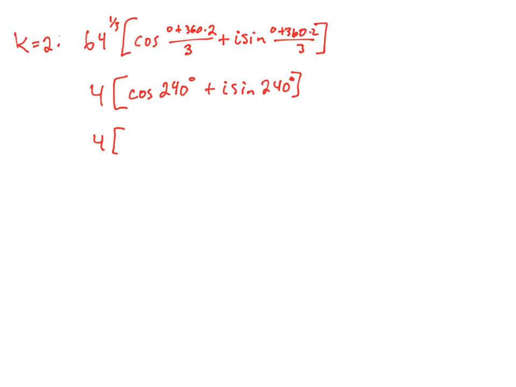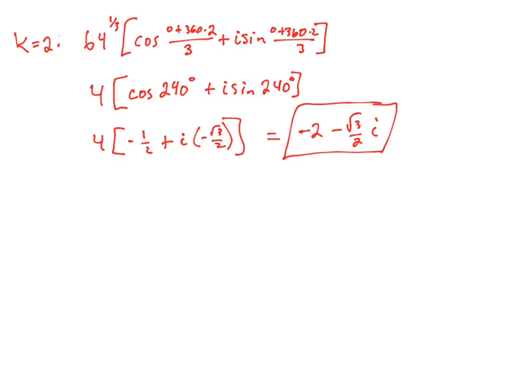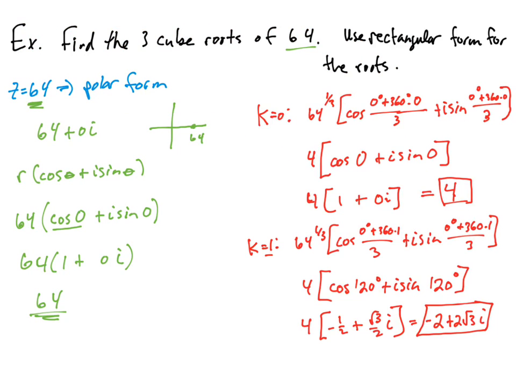So we'll have 4. Cosine at 240 is going to be negative 1/2. Sine at 240 is negative root 3 over 2. So what we end up with is negative 2 minus 2 root 3 i. And what you'll notice is when k is equal to 2, we get negative 2 minus 2 root 3 i. When k is equal to 1, we get the conjugate, negative 2 plus 2 root 3 times i.